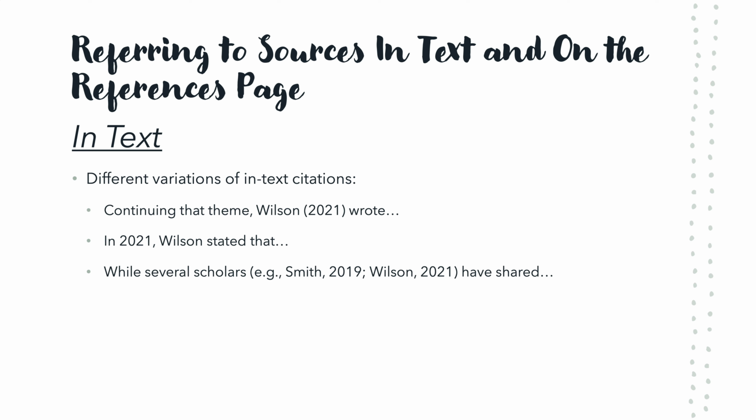In-text citations can look different. So you could say, "Continuing that theme, Wilson (2021) wrote." You could say, "In 2021, Wilson wrote that," or "Wilson stated that." Or you could say, "While several scholars, for example, Smith in 2019, Wilson 2021, have shared that."